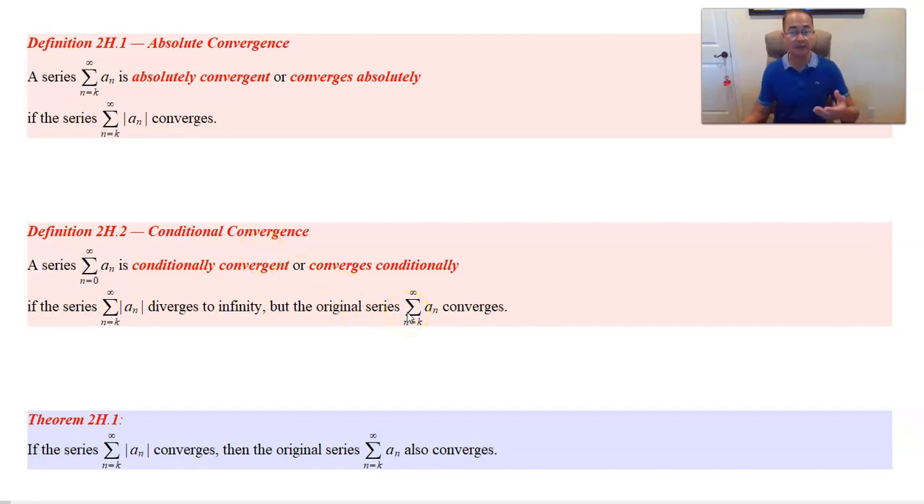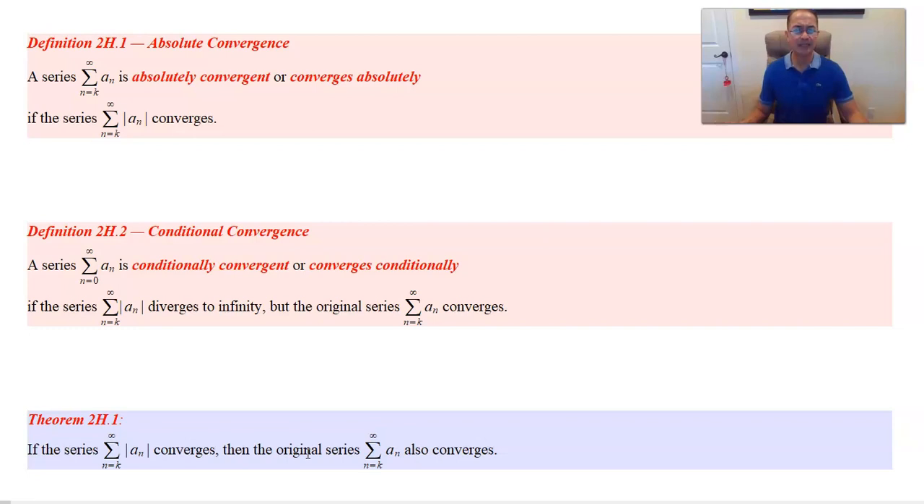If you start off with a convergent series, but once you make all the terms positive, by taking the absolute values of all of the terms and forming that new series, that new series diverges. All right. The important thing to know is that if your series with the absolute value converges, in other words, if your series is absolutely convergent, then the original series also converges.